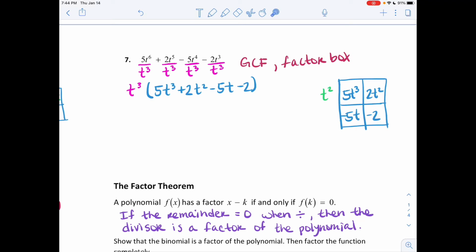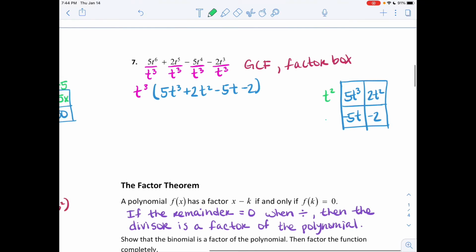Negative 5t and negative 2, well, it's got a negative 1 in common there. Looking down the first column, I see a 5 in both locations. One's negative, but it has a 5 in common. And here I see a t, so I'm going to write a 5t. And finally, down my second column, I have a 2.